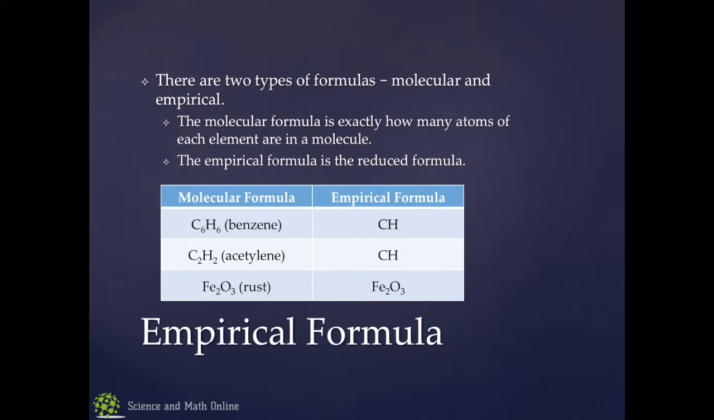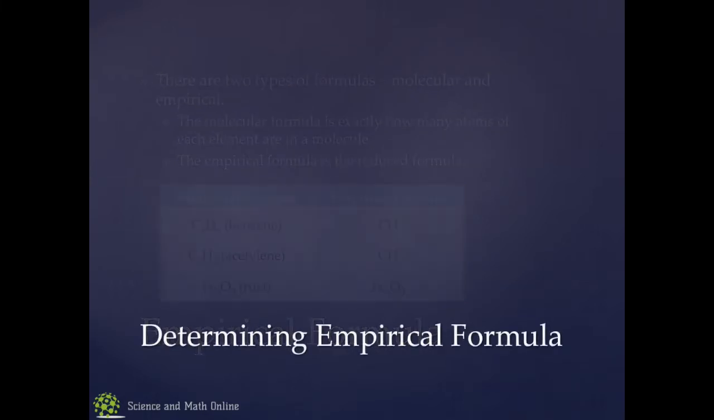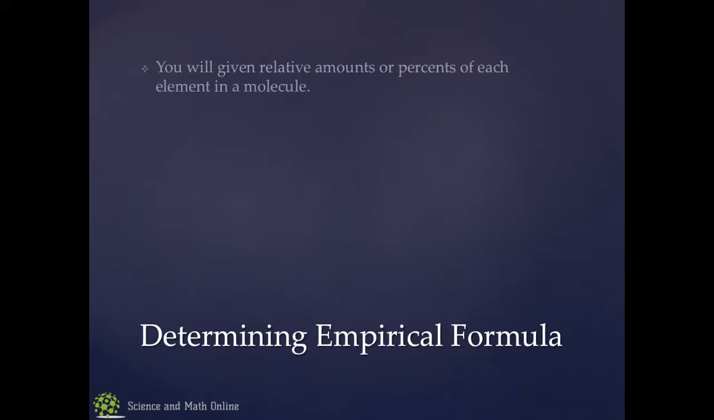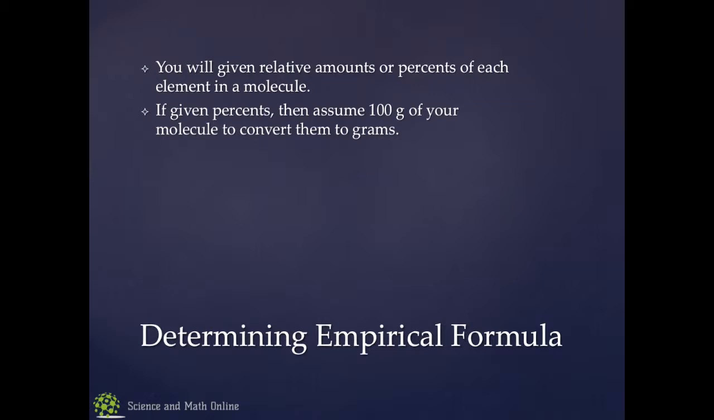And so this comes from what we do in real labs in college, where you're given an unknown substance and you need to figure out what it is. One of the things you do is you take part of your sample and you send it off to be tested. And they will give you back the relative amount or percents of each element in your molecule. And so we can use those to figure out the formula. So if we're given percent, we're going to assume 100 total grams so that we can convert the percents to grams.